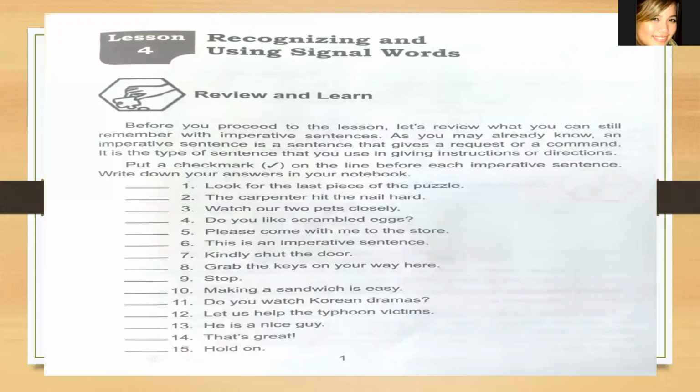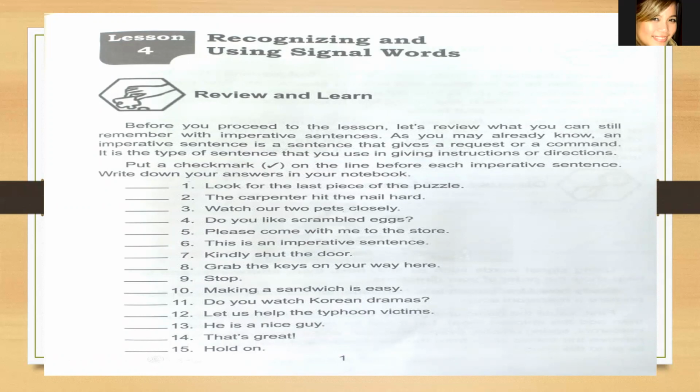Now we are in lesson 4. Since last week, we took up 3 lessons in one go, from lesson 1 to lesson 3, because we take up 3 kinds of adverbs. Okay, now for lesson 4, children, we have here recognizing and using signal words.